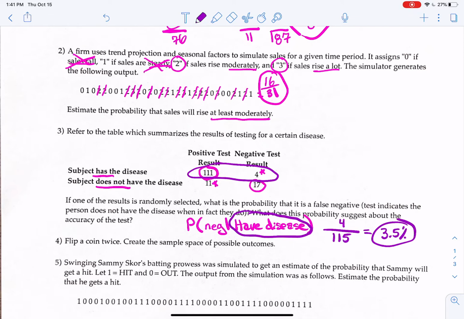Flip a coin twice, create the sample space of the possible outcomes. So when you flip a coin, you can get heads and tails, but if you flip it twice, you could get a head-head, a head-tail, a tail-head, or a tail-tail. That's the list of your sample spaces, okay?